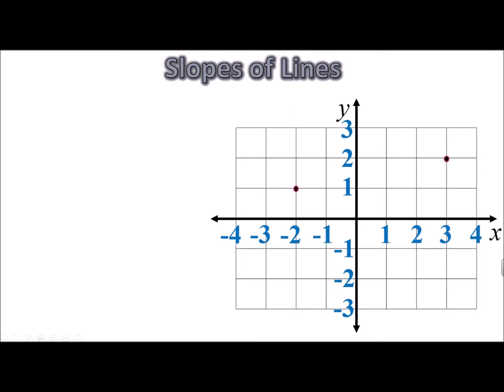Lines that are not horizontal or vertical have slopes that we can measure by counting the rise over the run between two clear points on the line.